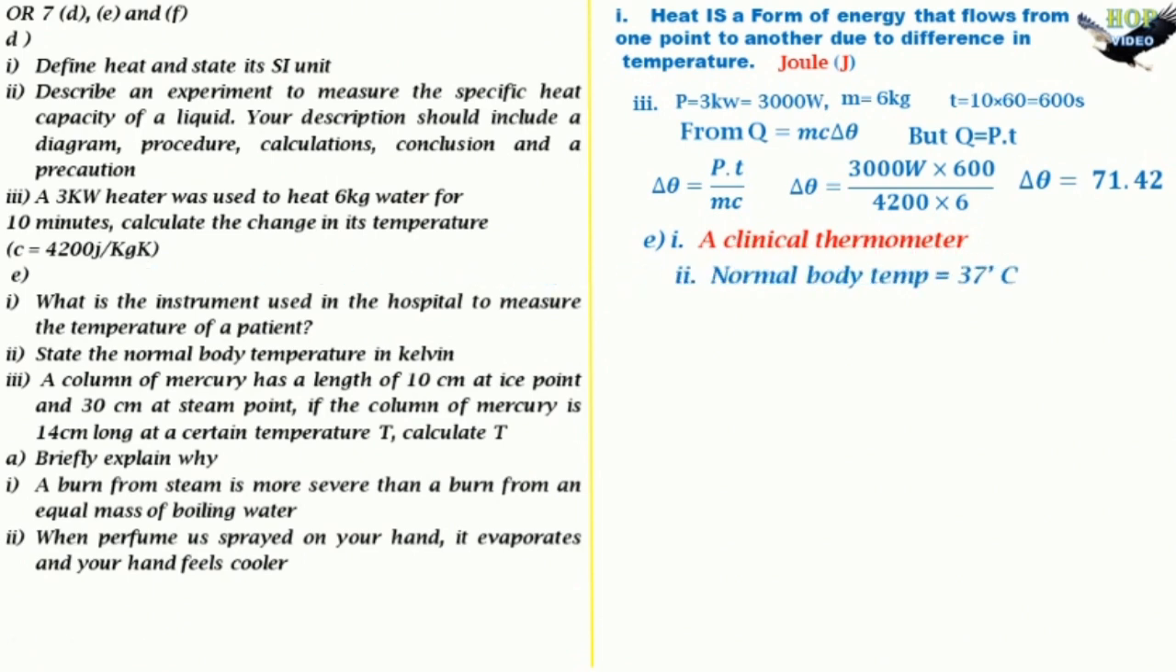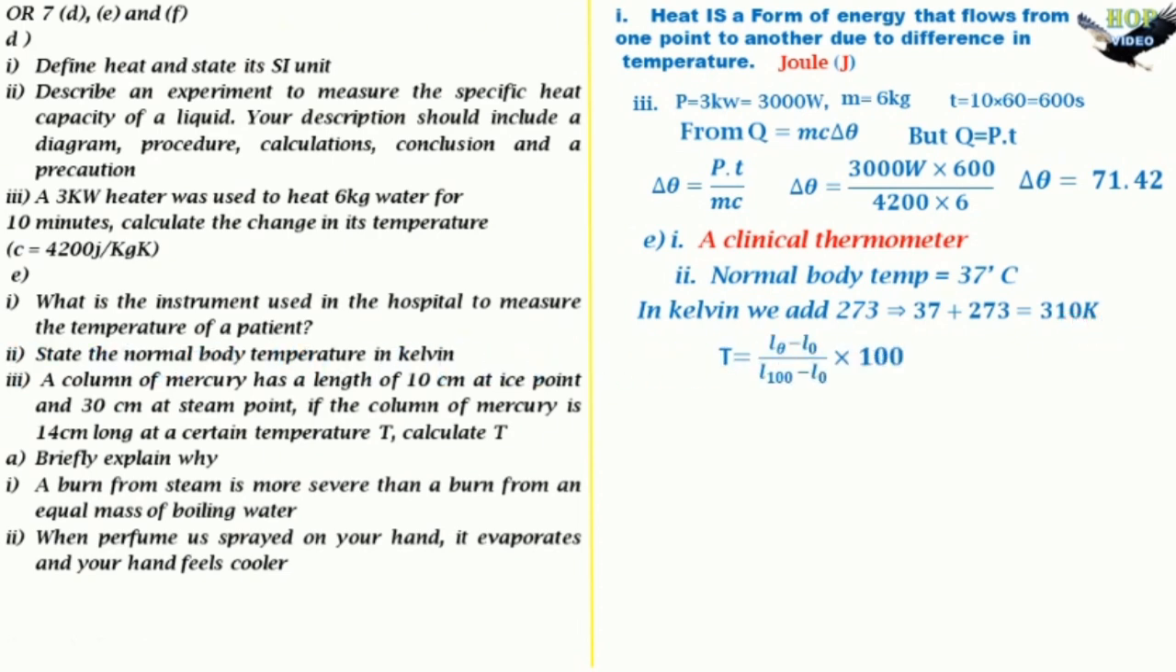The next one asks us to calculate the body temperature in Kelvin. Normally, the body temperature is 37 degrees Celsius, and to convert to Kelvin, we simply add 273 to the temperature in degrees Celsius, which gives 310 Kelvin. Now, let's move to the next question.